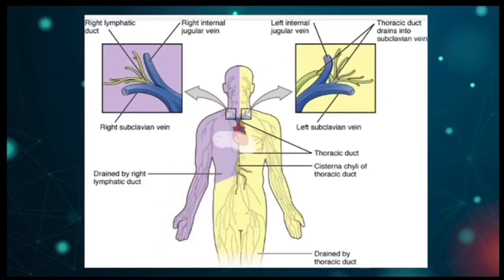The yellow color in this body shows the regions that are drained by the thoracic duct. The place where the thoracic duct drains is the junction of the left jugular vein and the left subclavian vein. The thoracic duct receives lymph from the left jugular trunk and the subclavian trunk.